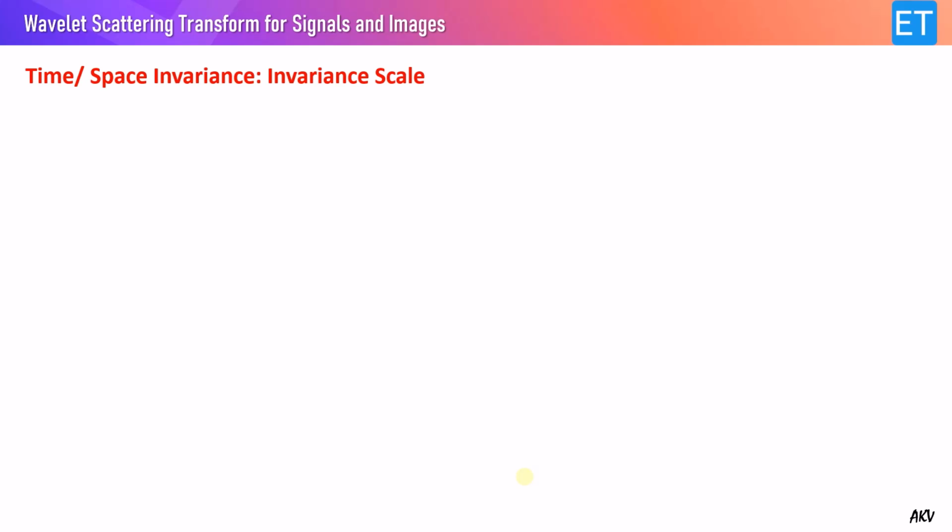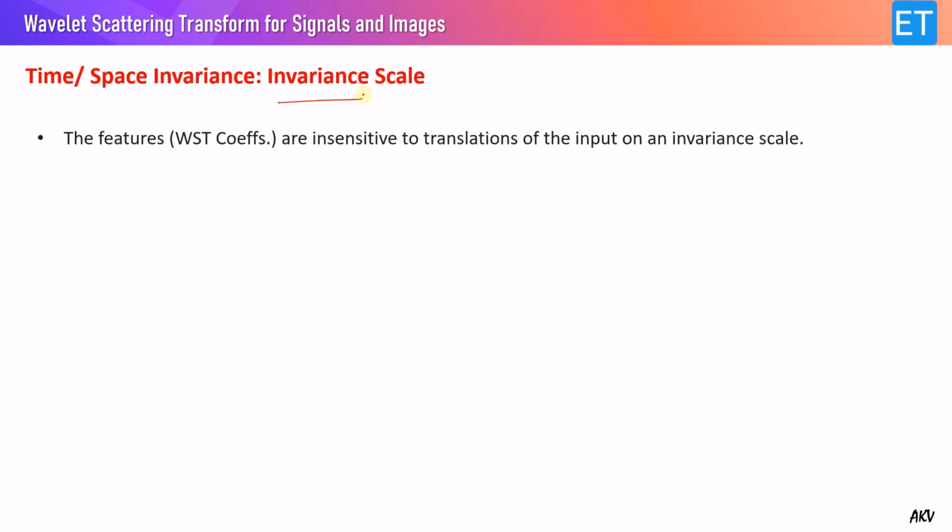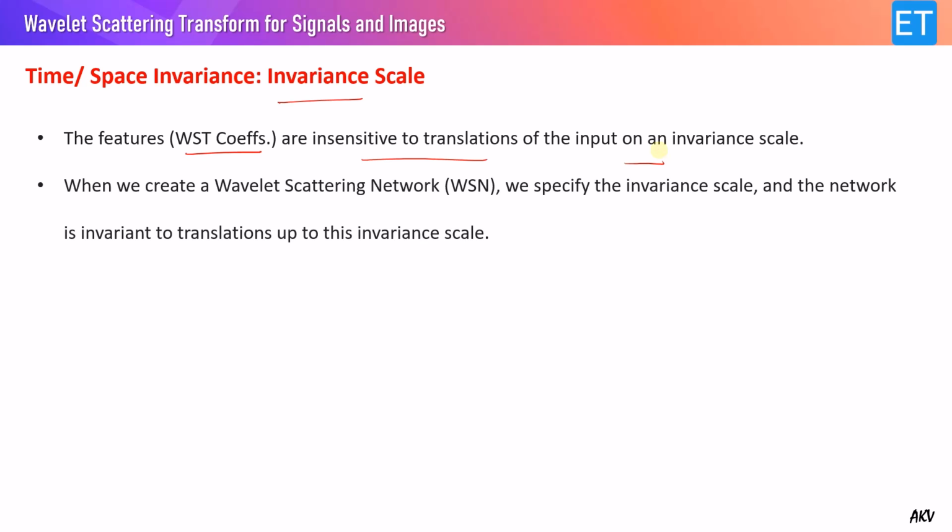Now come to one property of this wavelet scattering transform, and that is time and space invariance. The features, I mean the wavelet scattering coefficients, are insensitive to the translations of the input on an invariance scale. Translation, I'm talking about the one-dimensional signal and two-dimensional signal. When we create the wavelet scattering network, we specify this invariance scale. I mean we are defining the limit of the invariance, so that within that limit the wavelet scattering coefficients are insensitive to the translations.